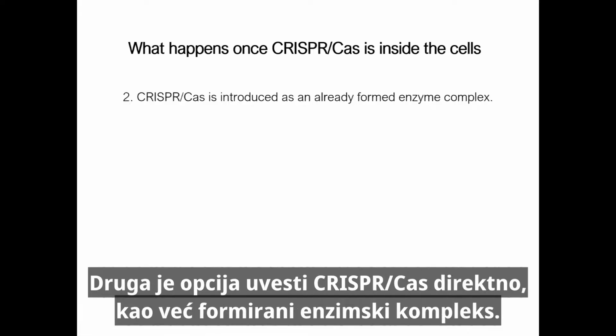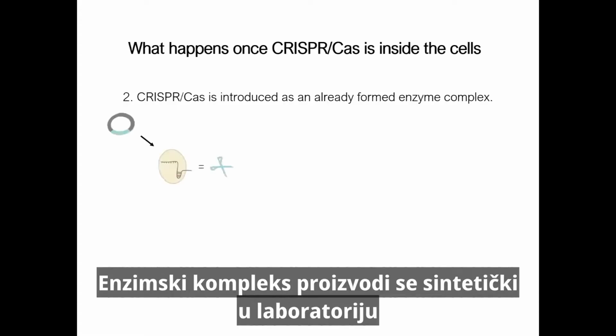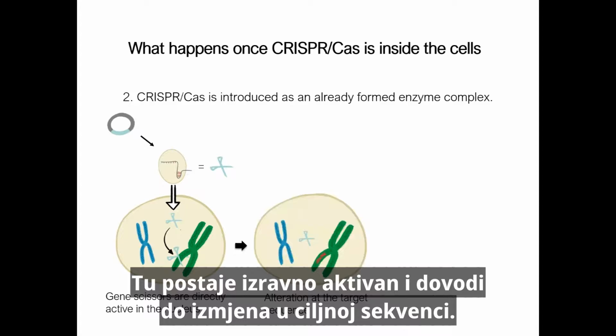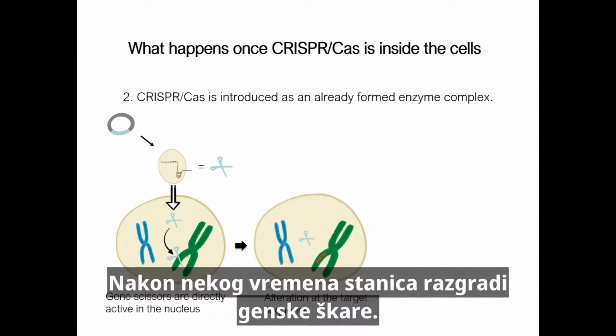The second option is to introduce CRISPR-Cas directly as an enzyme complex. The enzyme complex is produced synthetically in the laboratory and then introduced into the cell nucleus as mentioned before. There it becomes directly active and leads to alterations at the target sequence. After a while, the gene scissors are degraded by the cell.